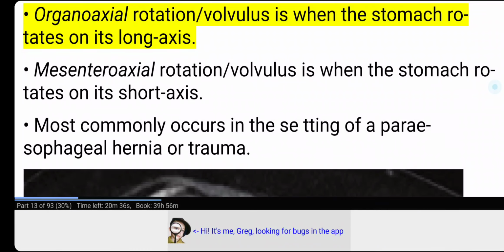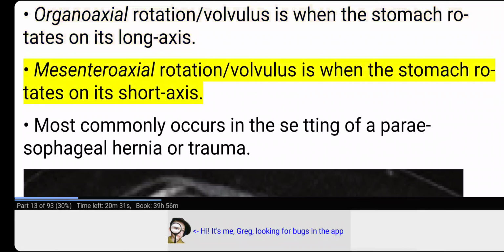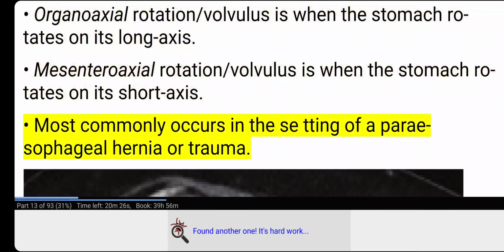Organoaxial rotation, volvulus, is when the stomach rotates on its long axis. Mesenteroaxial rotation, volvulus, is when the stomach rotates on its short axis. Most commonly occurs in the setting of a paraesophageal hernia or trauma.